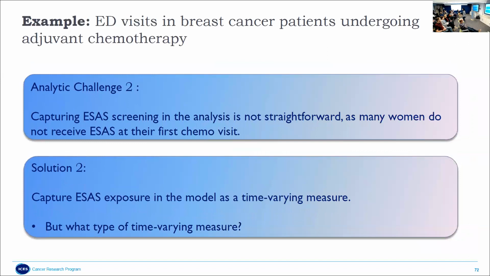Challenge number two is that capturing ESAS screening is not straightforward, right? Many women don't even receive ESAS at their first chemo visit, and many women don't receive it at all, or they receive it multiple times, but the gap time is so wide. So how do we actually capture ESAS in the model as a time-varying measure? So that's the question, what type of time-varying measure is it?